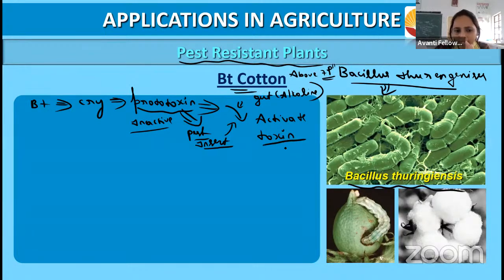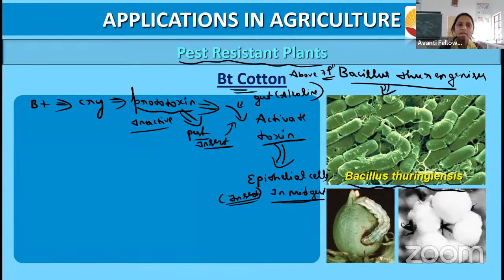This is the main thing. Now I will tell you how it is useful. This toxin is activated, then it is going to bind on the epithelial cells in the midgut. In which midgut, students? In the insect or pest midgut, it is going to bind on the epithelial cells. Does it simply bind? No. If it simply binds, what happened?